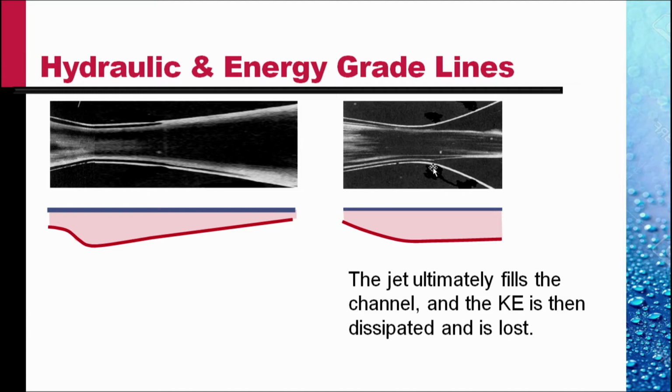The red line shows the hydraulic grade line, pressure plus the elevation. The elevation is constant, so the pressure line itself is the hydraulic grade line. The shaded portion represents the velocity head, the difference between the energy grade line and the hydraulic grade line.